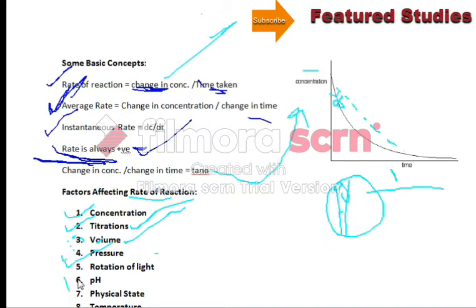pH. The pH decides the acidic nature, and acidic nature depends on concentration, and then it affects the rate of the reaction. And then the physical state. It's very important. The physical state affects the rate of the reaction. If it is solid, liquid or gas, then it is dependent. So this is the one.